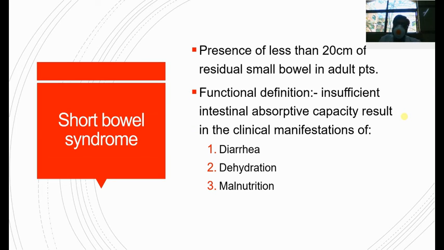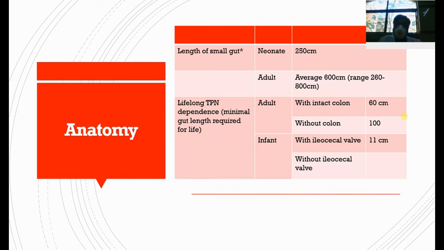Anatomically it is defined as when the patient has less than 200 centimeters of small bowel, which can result in short bowel syndrome. And the functional definition is based on insufficient intestinal capacity, resulting in the clinical manifestation of diarrhea, dehydration, and malnutrition.